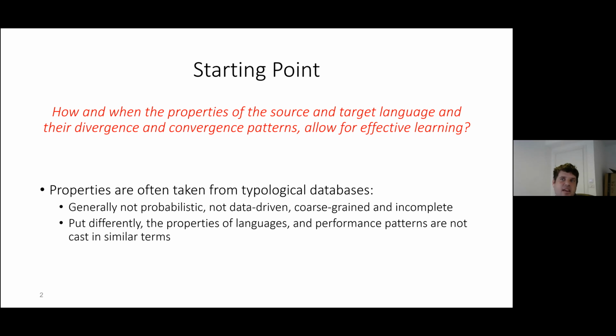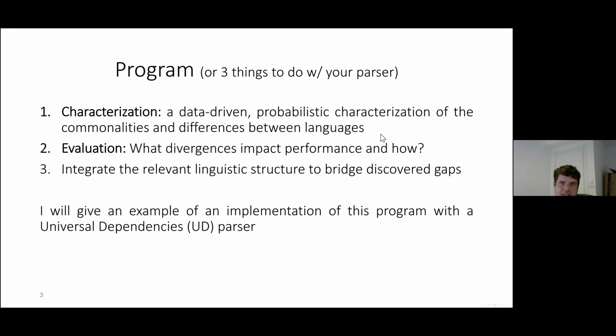So for instance, if we're looking at the differences between the syntax of different languages, then the parsers that we use, for instance, universal dependencies structures, have different types of generalizations when applied to a corpus than the ones you will find in typological databases. And I'll be more concrete.